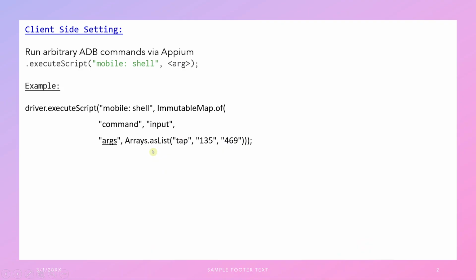So we have to use this arbitrary ADB command via APM to perform the tap gesture. This is the example we are going to perform here. We are using a command called input. Let's discuss what exactly this input command is, so we go through the ADB command for input, so that you can understand exactly what ADB command we are going to use in our coding.